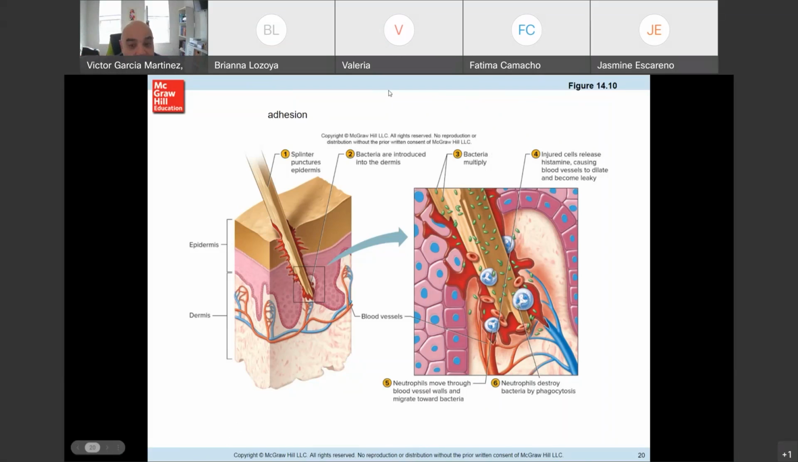Then, when we have a blood vessel, I'm going to show you, that blood vessel is going to be more leaky, and we're going to have more diapedesis because these cells are releasing histamine, and that histamine is making it more leaky. These blood vessels are leaky, then we can cross easily. We can go through the wall of blood vessels in order to get more white blood cells to the site of infection.